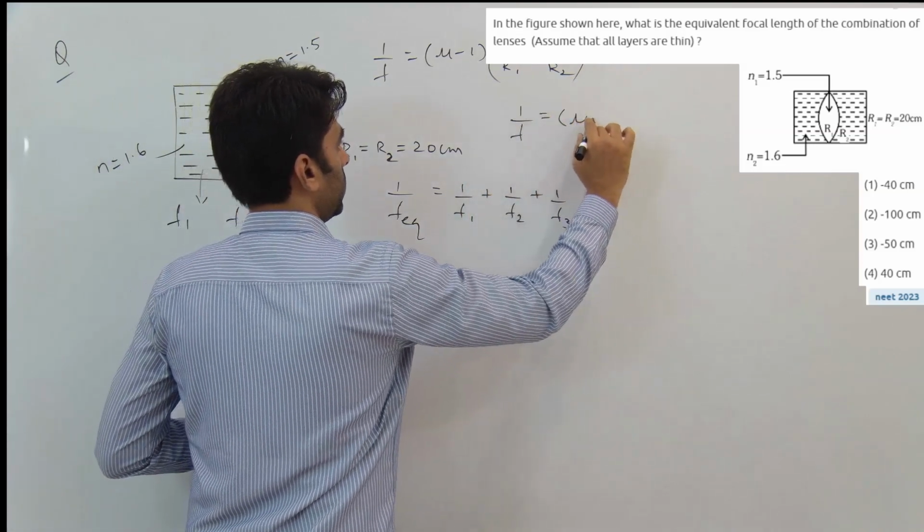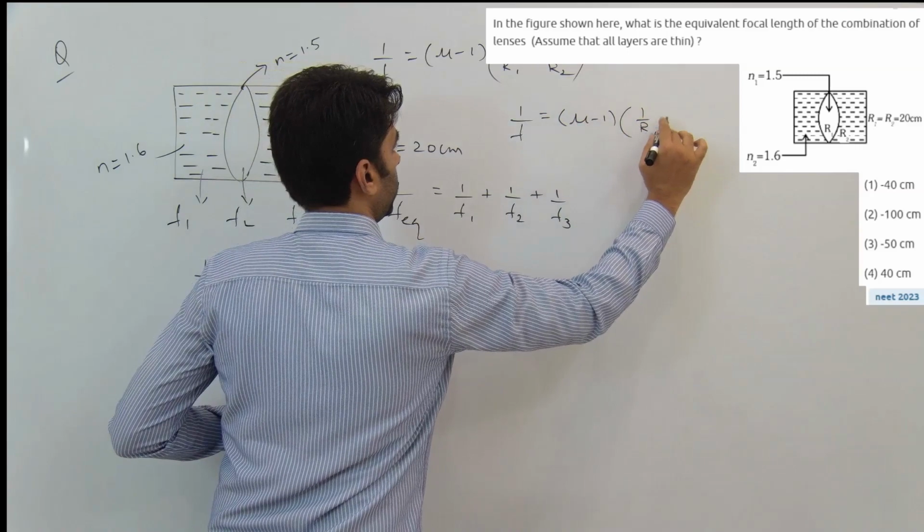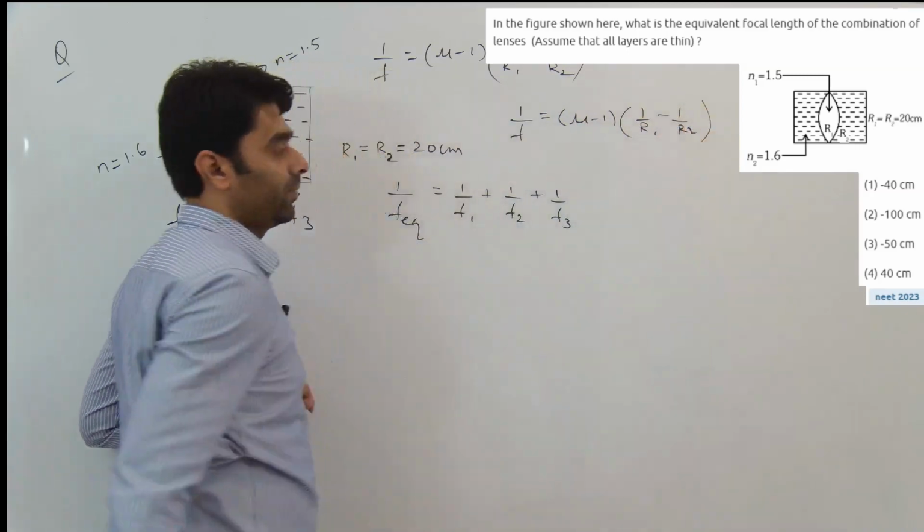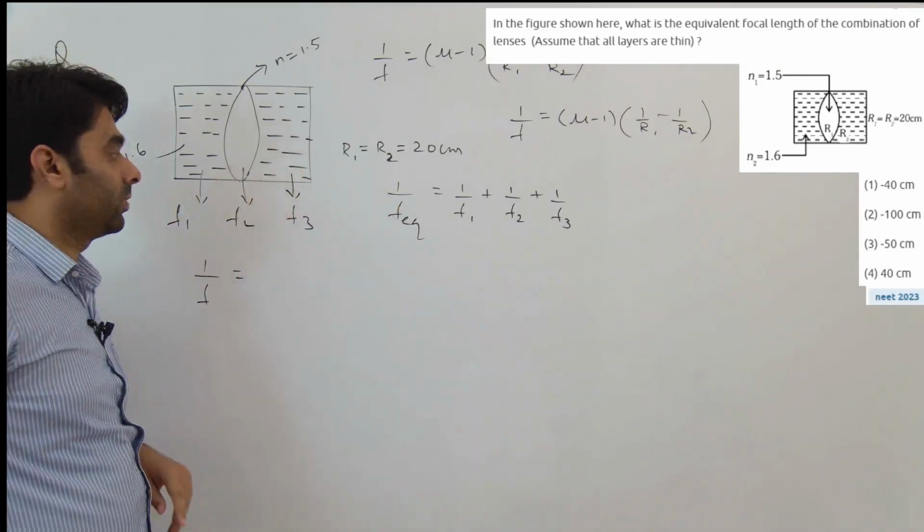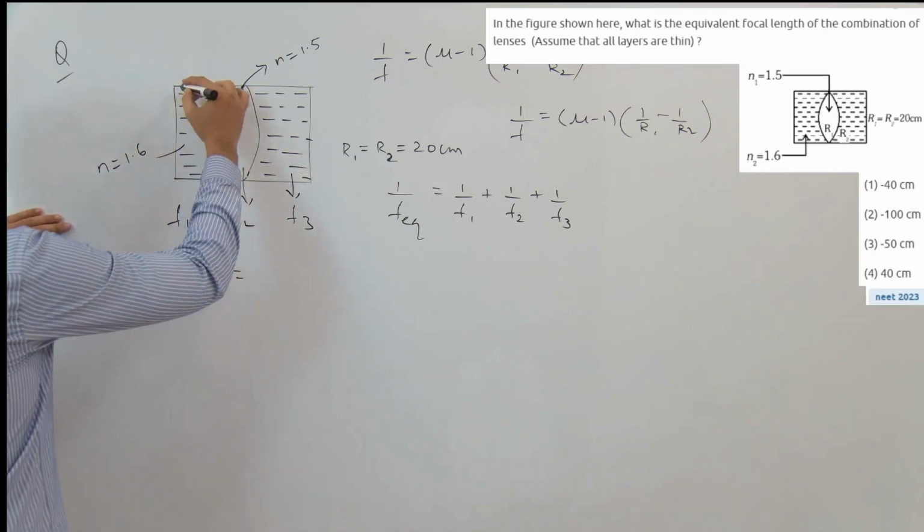This is mu minus 1, 1 by r1 minus 1 by r2. This is our lens maker's formula. Now it's visible. So first of all, let us calculate the focal length of this one.